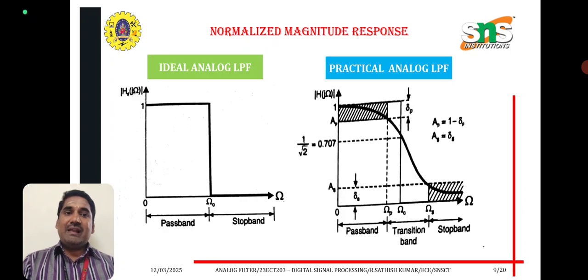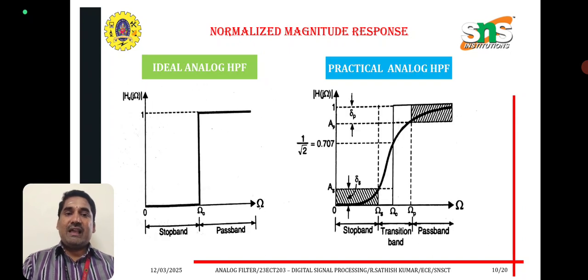This is the normalized IIR magnitude response of the ideal analog low pass filter and the practical analog low pass filter. This is the pass band only. We can pass the low frequencies and stop the remaining frequencies. This is the practical analog filter with respect to transition band. Next, similarly for the high pass filter, first we stop the low frequencies and only pass the high frequencies. That's why the practical analog filter is shown with respect to transition band.